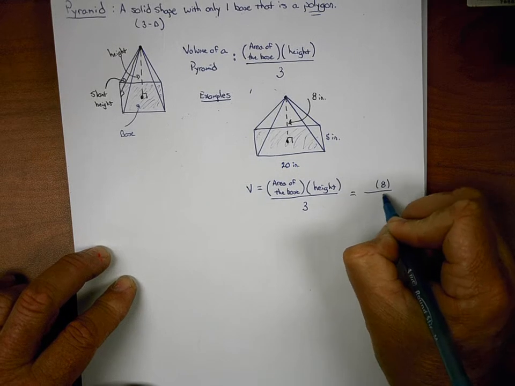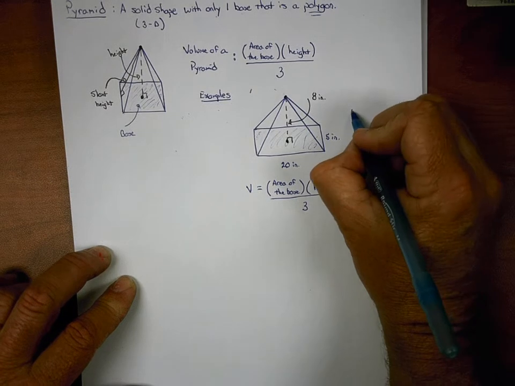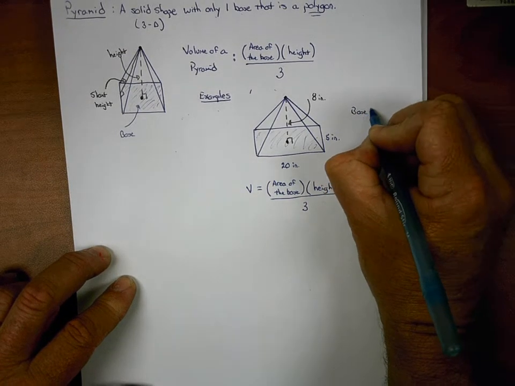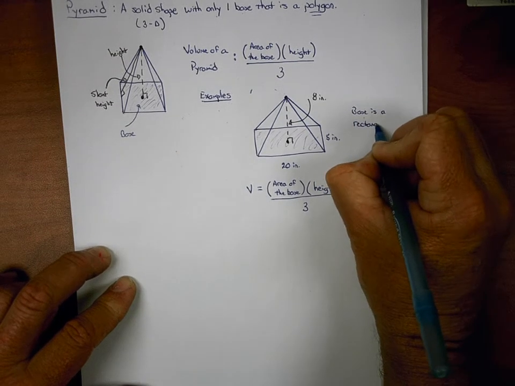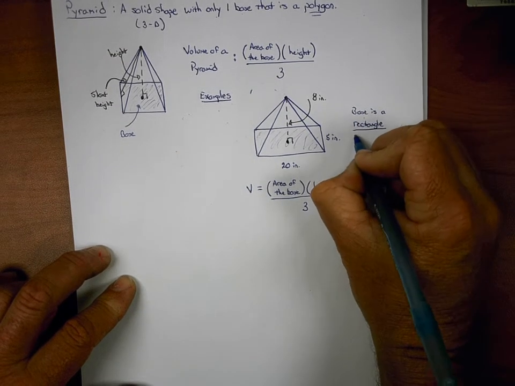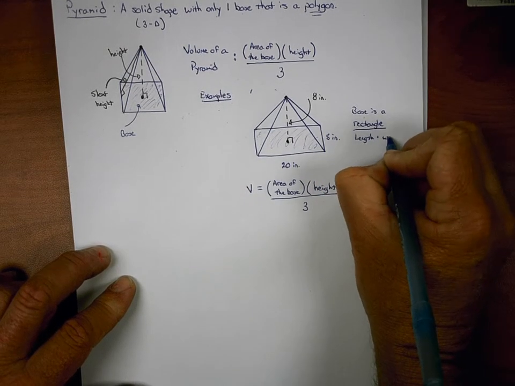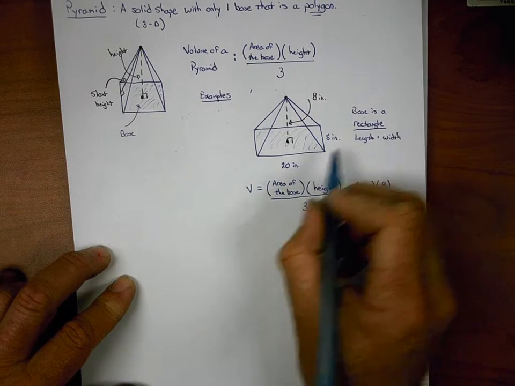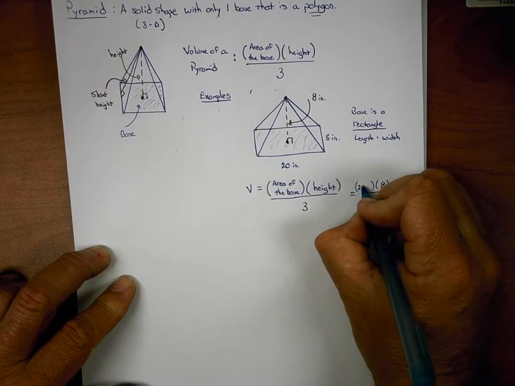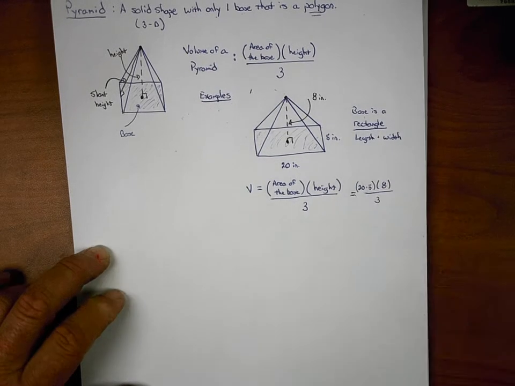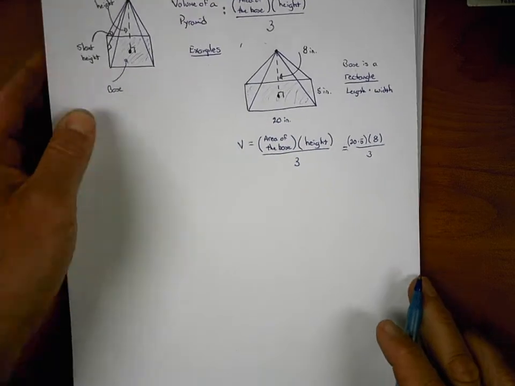Then I'm going to divide everything by 3, but now I have to find the area of the base. What type of shape is the base? If you notice, the base is a rectangle. How do you find the area of a rectangle? The formula for the area of a rectangle is length times width. How long is the length? 20. What's the width? 5. So to find the area of the base, I'm going to go 20 times 5. So my volume formula is going to be 20 times 5, then times 8, then divided by 3.